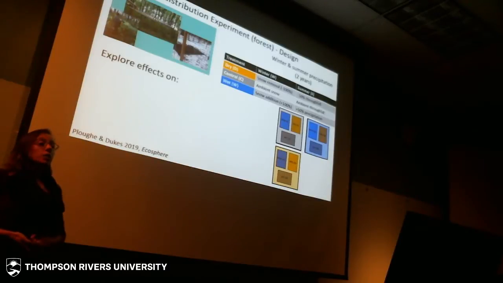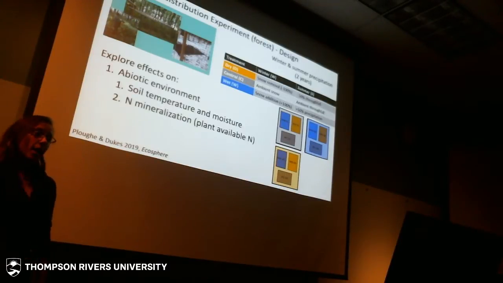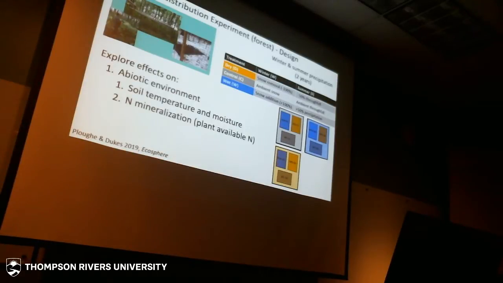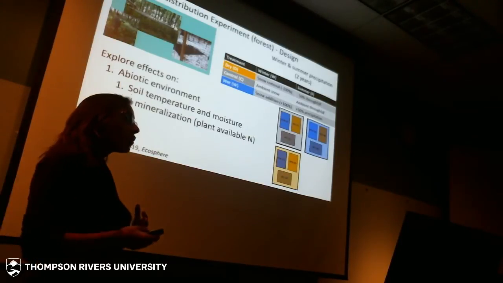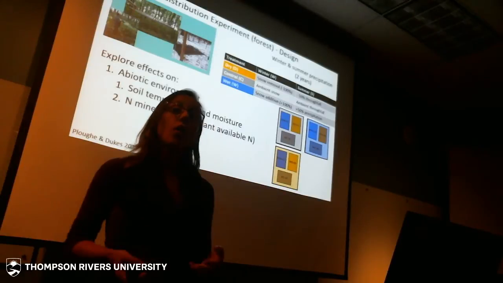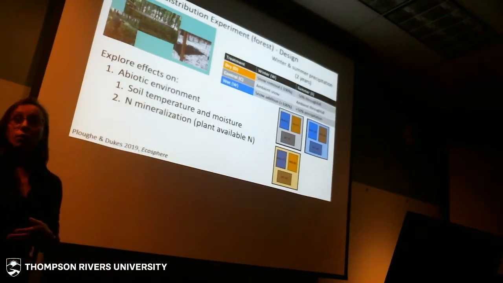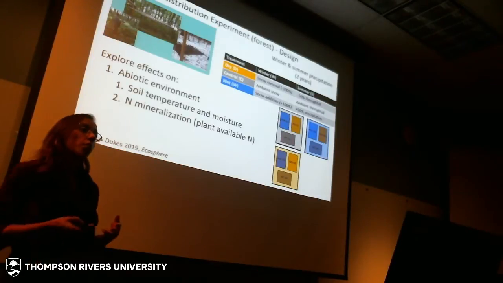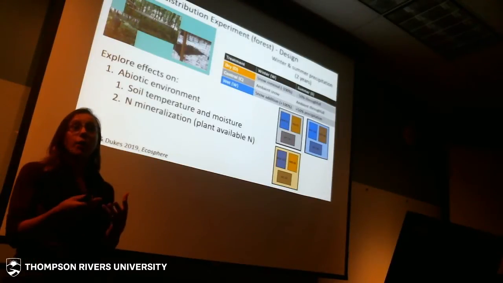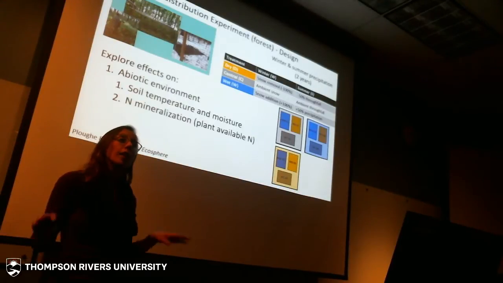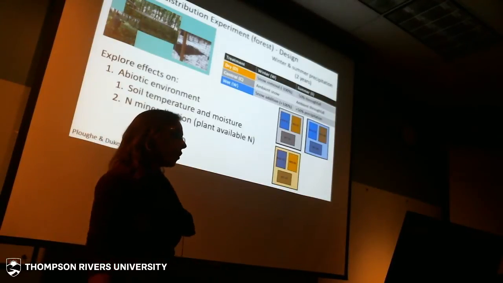So I wanted to explore the effects on the abiotic environment, specifically soil temperature and moisture, because that affects plants, but it also affects microbes as well. There's been some research in winter ecology that has shown that mineralization can really be affected by winter precipitation in future seasons. So snow acts as an insulating barrier that helps regulate the temperature so that it's not fluctuating too much and you get fewer freeze-thaw events occurring.